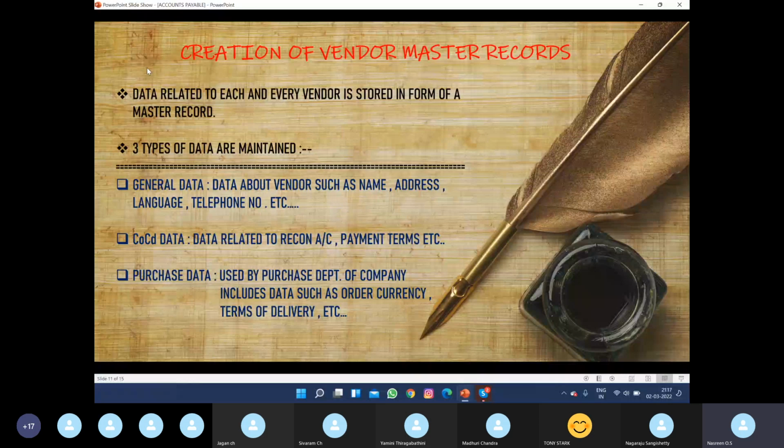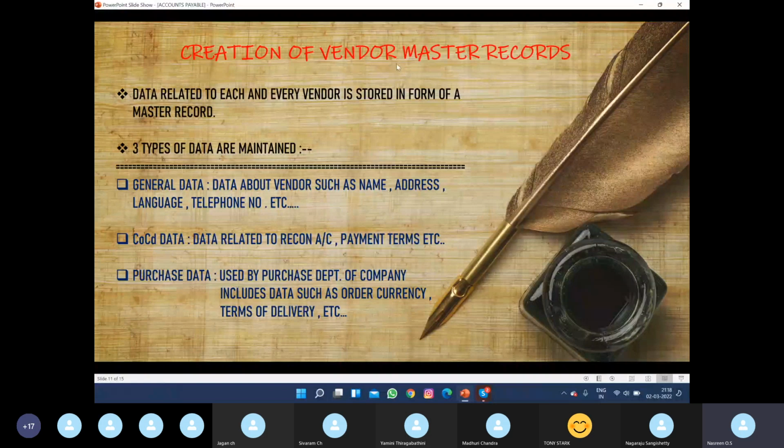Next step is creation of vendor master records. Master record generally means the records that we maintain for a very long time, and transaction records refers to the data that is required to be maintained day by day. Master records, once created, are maintained for a very long period and are not created day by day. These are generally the ledgers that are required for the business entity.